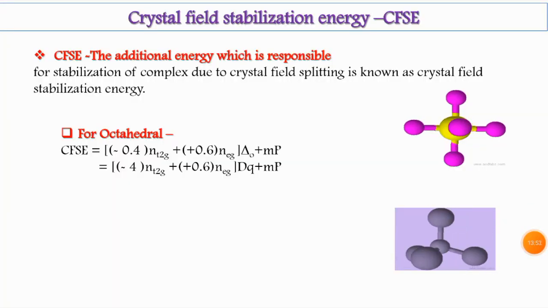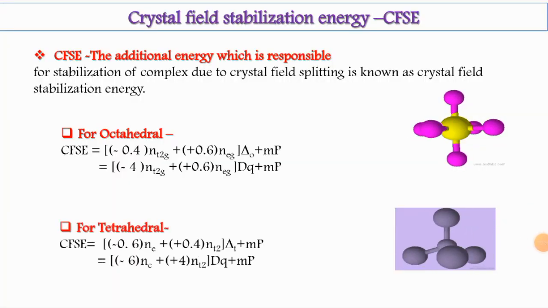Now for the tetrahedral complexes, we have the reverse case. CFSE is minus 0.6 into the number of electrons in the E level plus 0.4 into the number of electrons in the T2 level. By using that formula, we can find out the crystal field stabilization energy.